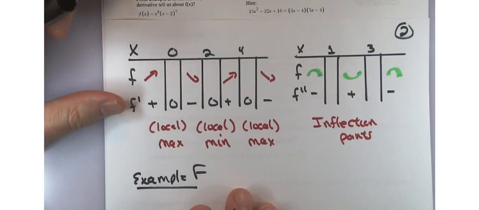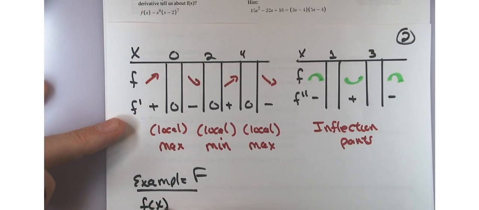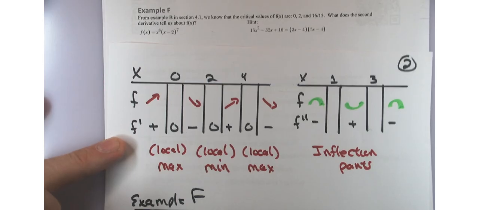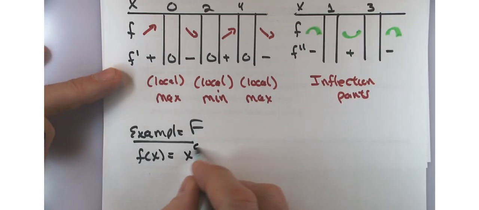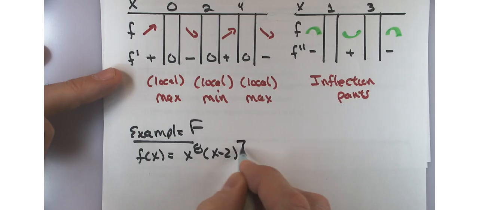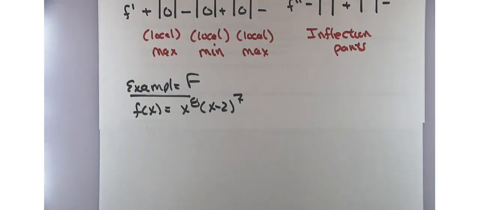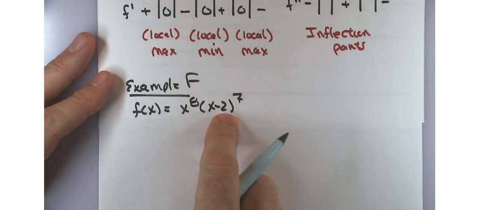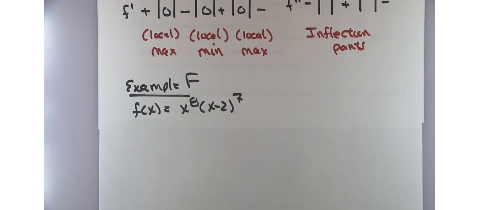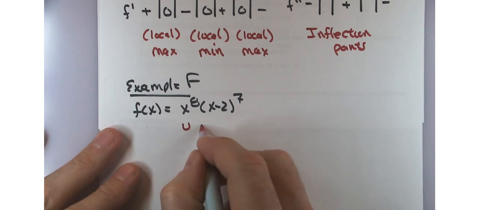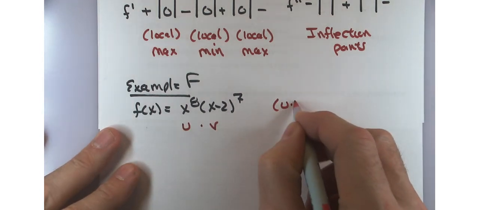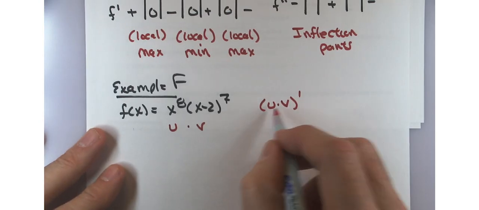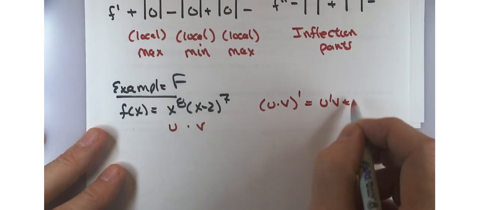So our function is f of x is x to the 8th times x minus 2 to the 7th. If we want to find the derivative, then the first thing we've got to do is recognize what rule we're going to have to use. What rule do we have to use to differentiate this? Product rule. Now, if it helps you out, you can write this as a u and a v, and recall that the product rule would look like this. It's going to be u prime v plus v prime u.